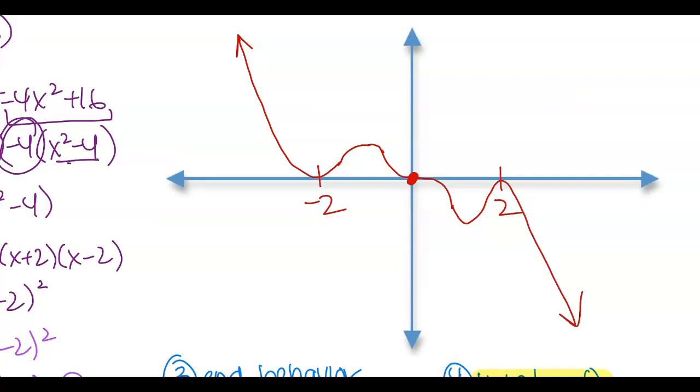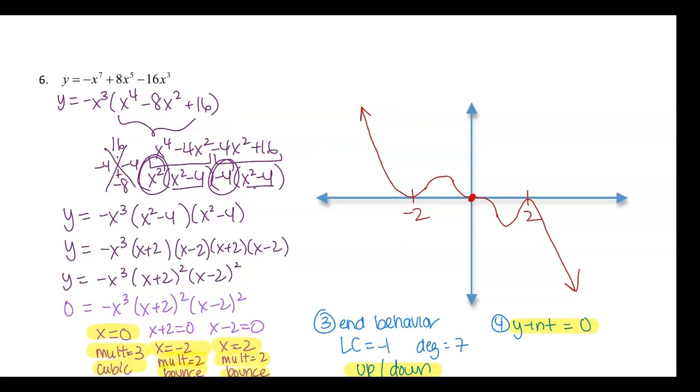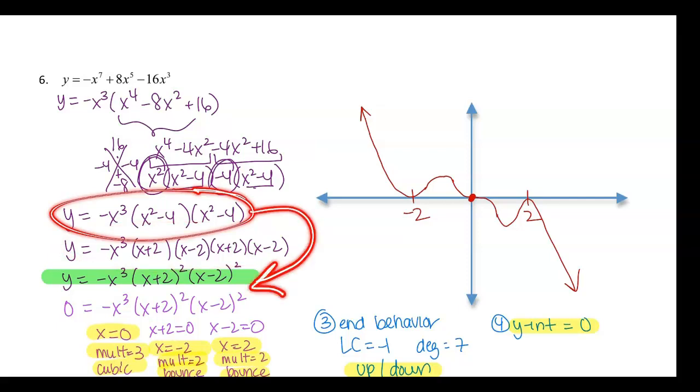Quick question. If I asked you to write this in factored form, have we already done the factored form? Where is it? This one right here. It's the negative x cubed, x plus 2 squared, x minus 2 squared. That's your simplified factored form. That's also why I didn't just set this equation here equal to 0 and solve. It would have given me my x-intercepts, but if I ask you to write it in factored form, this would be the answer. So make sure you write it in its factored form.